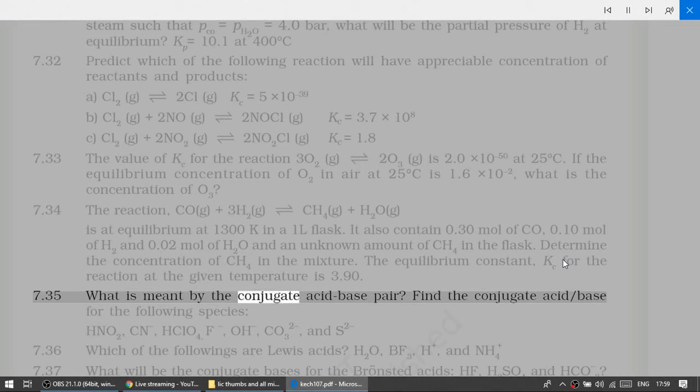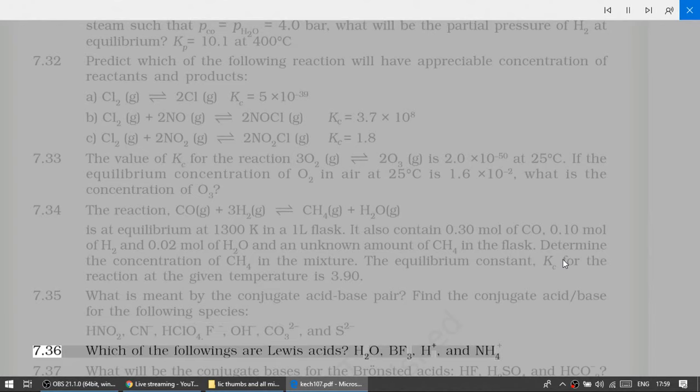7.35. What is meant by the conjugate acid-base pair? Find the conjugate acid/base for the following species: HNO2, CN-, HClO4, F-, OH-, CO3^2-, and S^2-. 7.36. Which of the following are Lewis acids? H2O, BF3, H+, and NH4+.